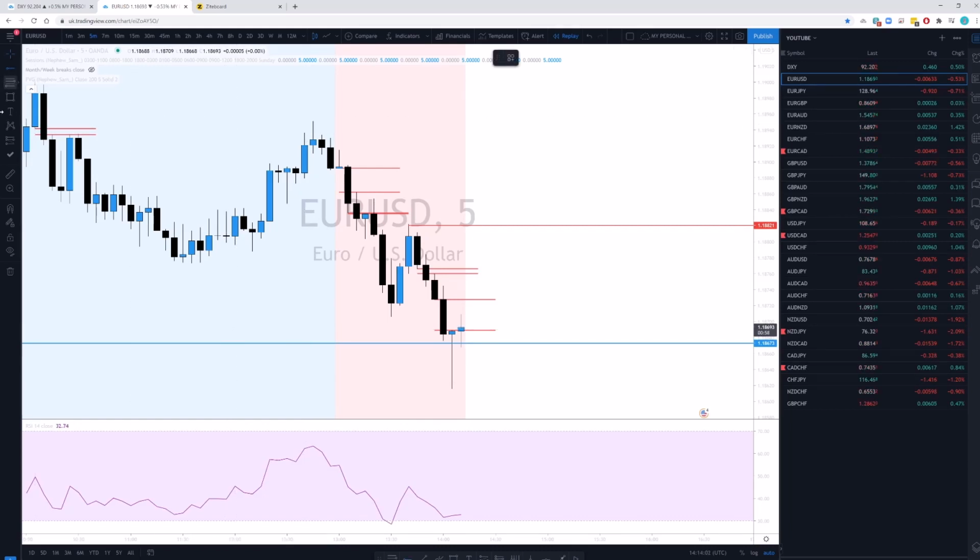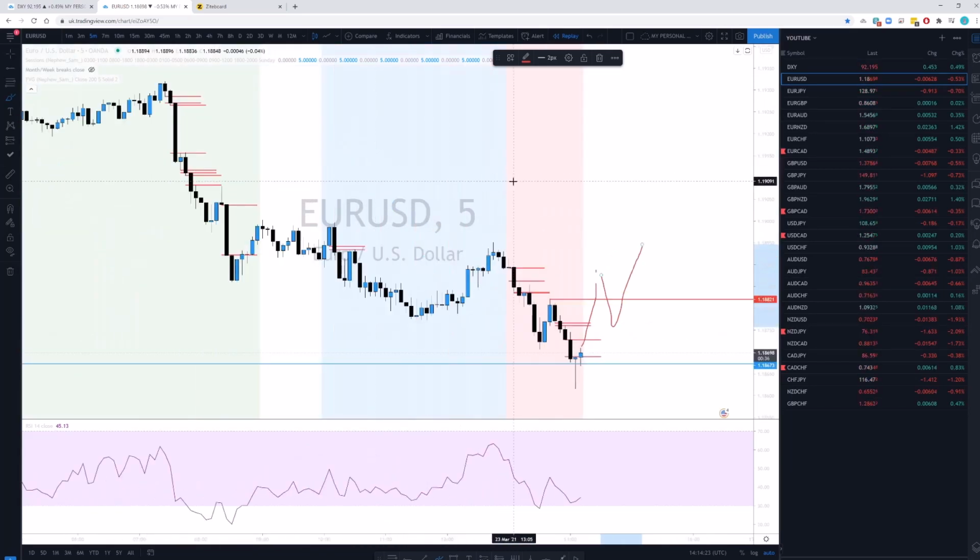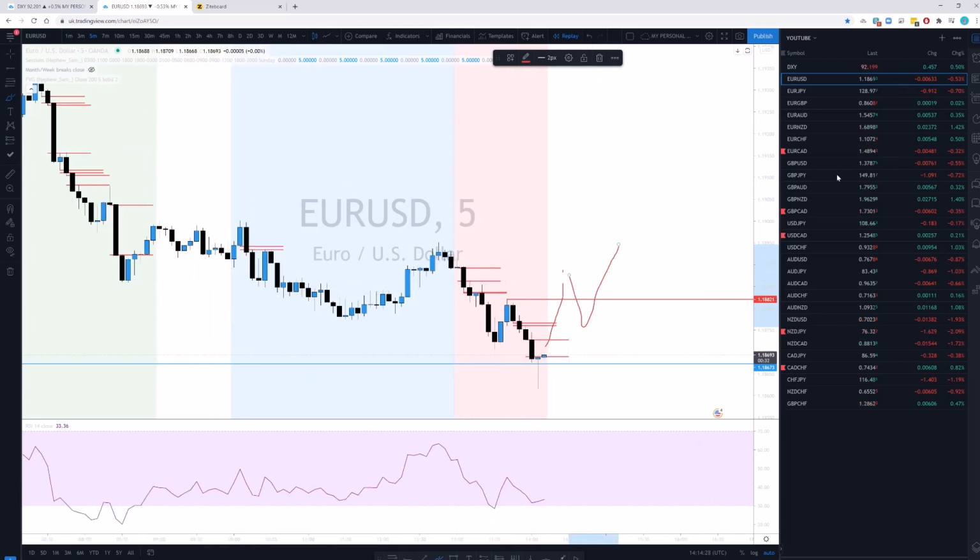Okay, so if price breaks above that high, wait for the pullback, buy it, look for a 1-to-1, 2-to-1, and then you'll be done. All right, don't look for more than it can give you, because we are not in that condition. Okay, so that's the euro.